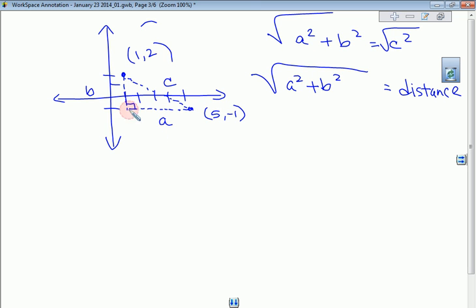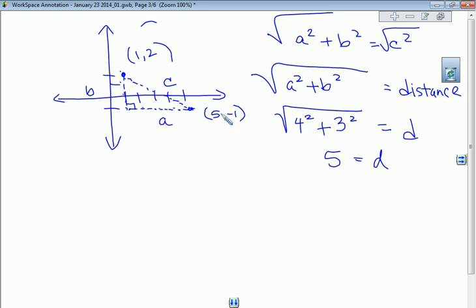If we look at this distance from here to here, this is 1, 2, 3, 4 units horizontally. Make sense? So this a would be 4 squared when I plug it in. This distance b is up 1, 2, 3 units, so that would be 3 squared. So this distance is the square root of 4 squared plus 3 squared, the square root of 16 plus 9. 16 plus 9 is 25, and the square root of 25 is 5. So the distance is 5 units.